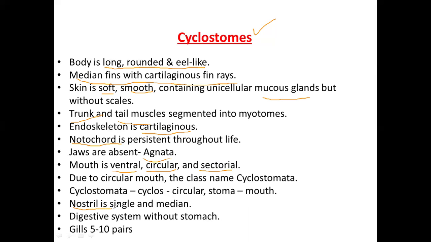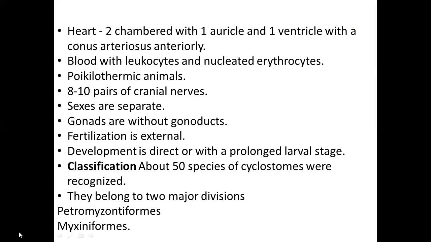Coming to the nostril, a single median nostril is present, and they have a complete digestive system without a stomach, and gills with 5 to 10 pairs. The heart has two chambers, one auricle and one ventricle, with a conus arteriosus at the anterior position. The blood has leukocytes and nucleated erythrocytes, so WBCs and RBCs are present. And they are poikilothermic animals, and their body temperature varies with the external medium.